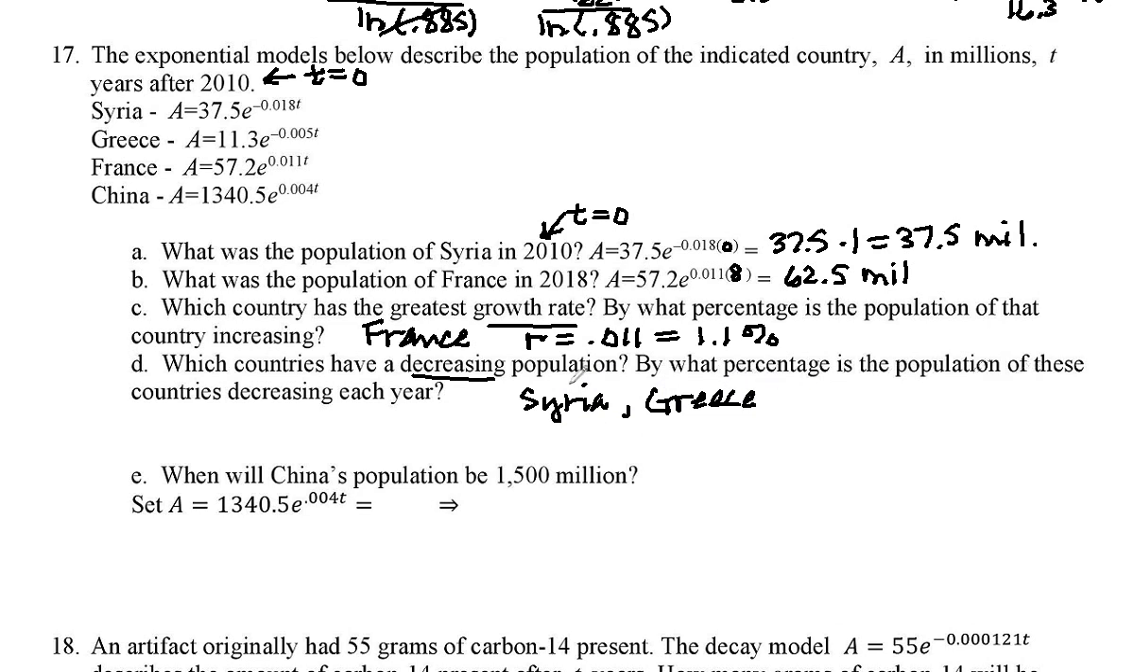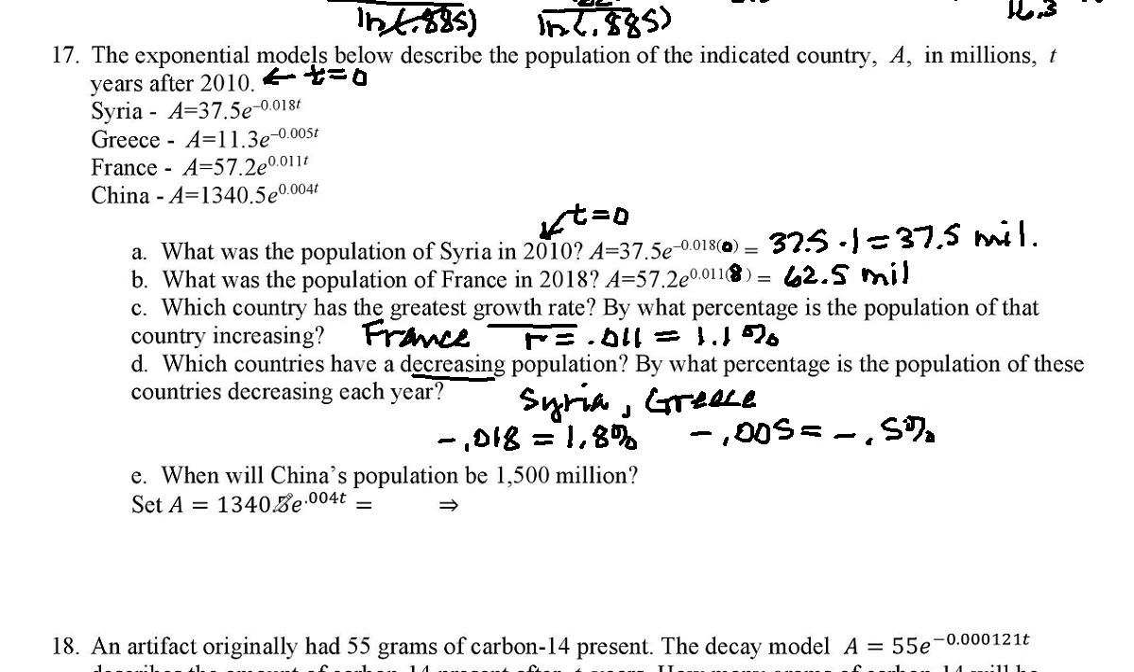And by what percentage is the population of these countries decreasing each year? So for Syria, negative 0.018 is that coefficient, which is negative 1.8%. Move the decimal 2 places to the right. For Greece, it's negative 0.005 here. And move the decimal over 2 places, so that's negative 0.5%. So it's losing 0.5% per year.